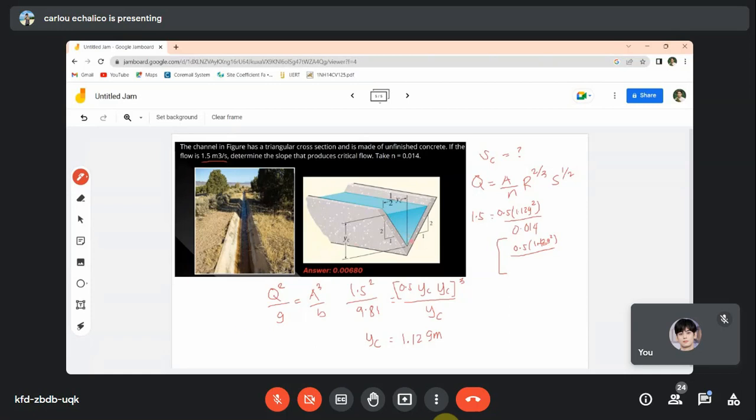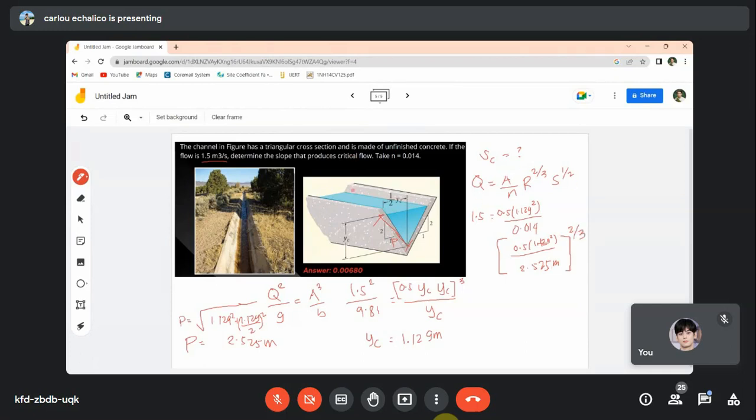So, para makuha ang incline, let's say P. So P is just the square root of 1.129 squared plus 1.129 over 2 squared. Okay. So P here is 2.525 meter. Okay? So, 2.525 meter. Muna si hydraulic radius raised to 2/3.